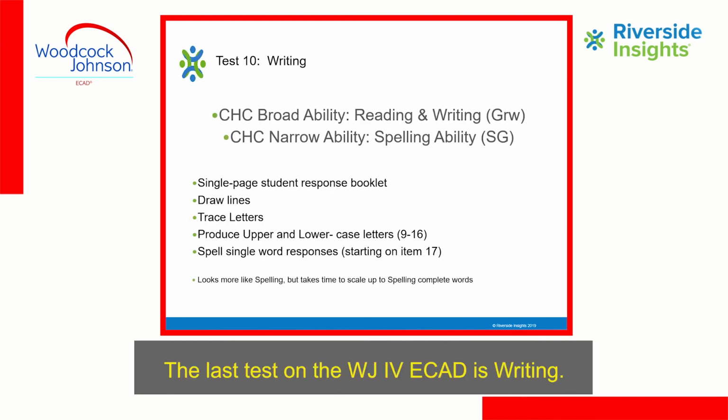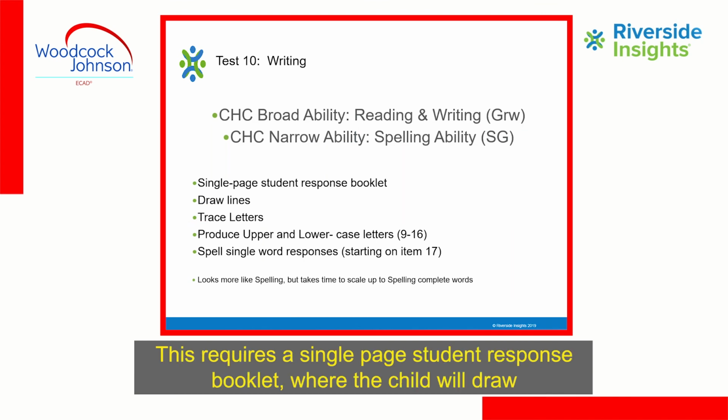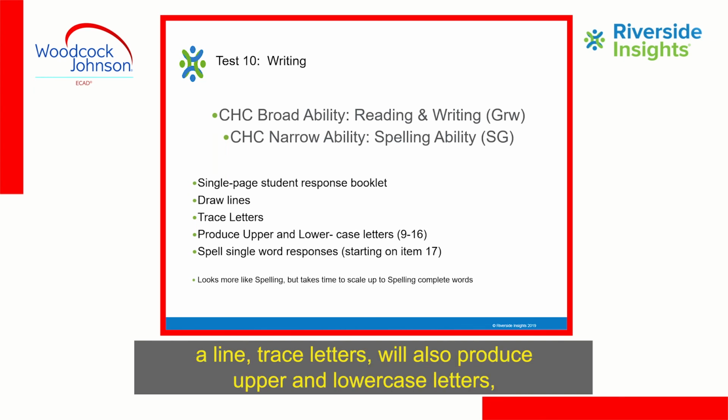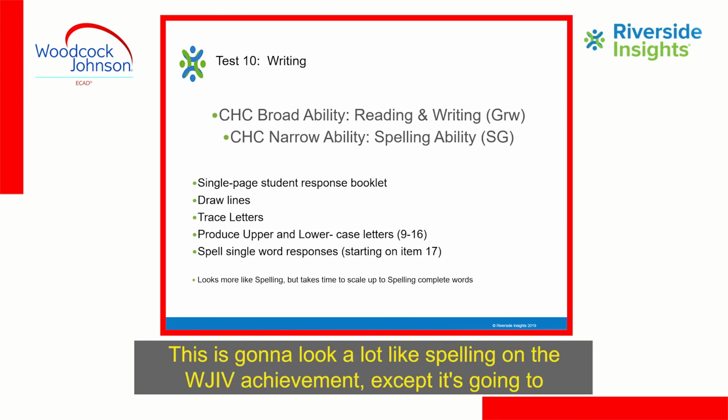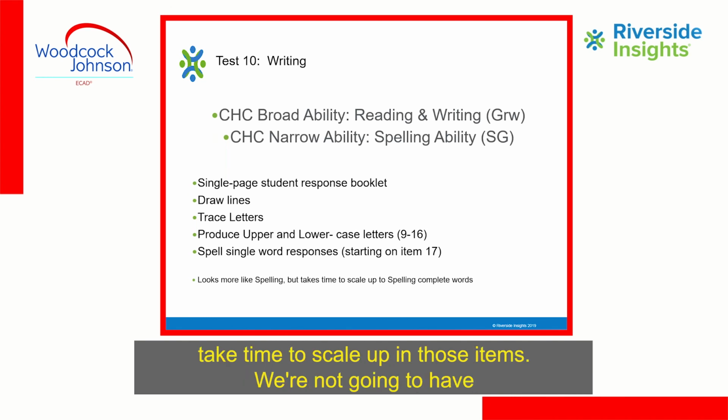The last test on the WJ4 ECAD is writing. This requires a single-page student response booklet where the child will draw lines, trace letters. They'll also produce upper and lowercase letters, which will be items 9 through 16. And then they'll finally start to spell single-word responses on item 17. This is going to look a lot like spelling on the WJ4 achievement, except it's going to take time to scale up in those items.